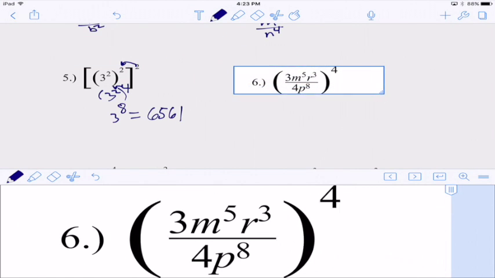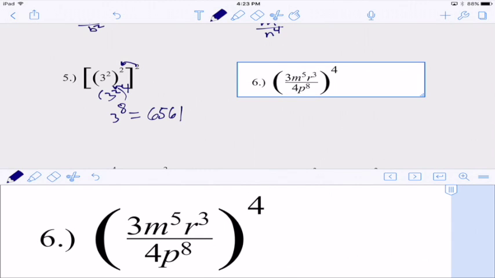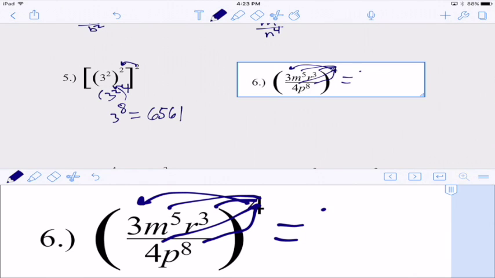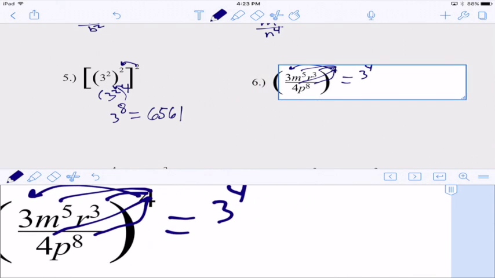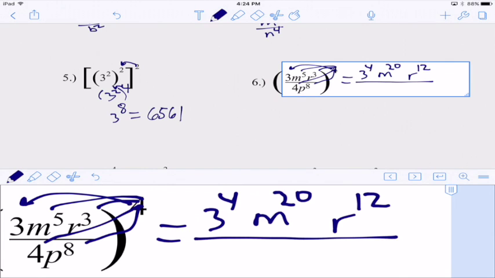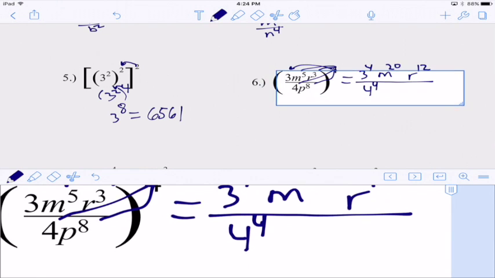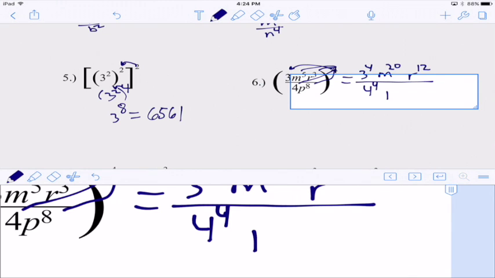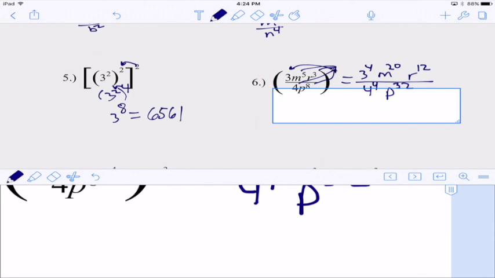6561. Okay, now again, I'm going to raise everything to the 4th power. This, this, this, this, and this. Every single one of those terms to the 4th power. So 3 to the 4th. Then we've got m to the 5th to the 4th. Remember, we multiply. 5 times 4 is 20. R to the 3 times 4 gives us r to the 12th. 4 to the 4th. And p to the 8th to the 4th. So that's 8 times 4, p to the 32. Okay, now we just got to clean up the numbers a little bit because we can.